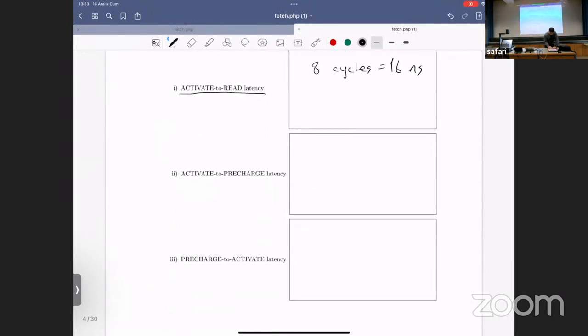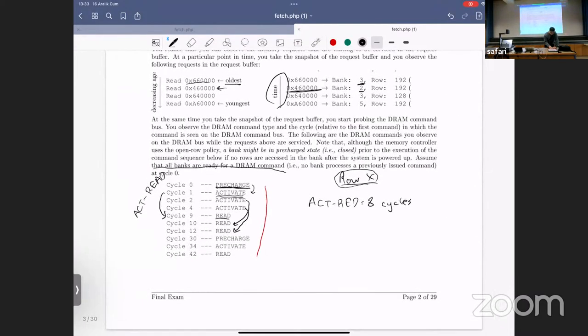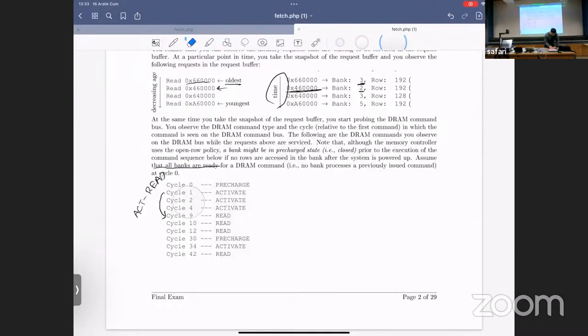Okay. And then it's activate to precharge latency. And for that, we will look at the latency between these two. So this activate command must be for the first request. Maybe I should clean this up a bit. Don't need these. Well, I think we need this, but row X was open in bank three at the beginning of the timeline. And so at cycle four, we send an activate command. This must be the command to serve the first request that targets the third bank, this one.